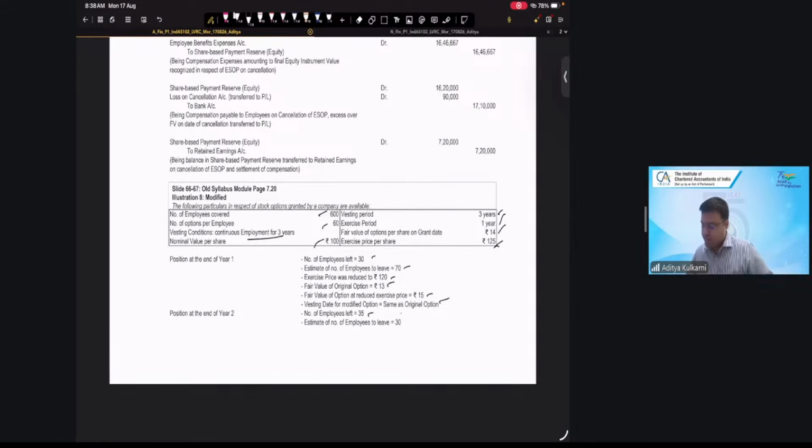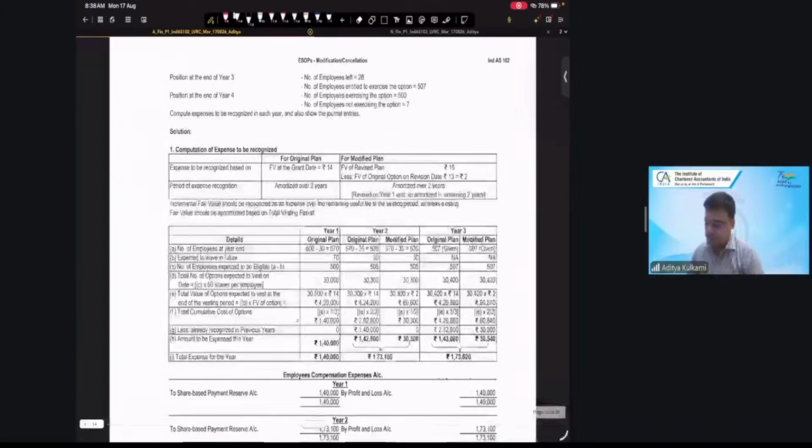Number of employees left is 35. Number of employees expected to leave is 30. End of year 3, left is 28. Entitled to exercise 500. Year number 4, 500 exercised, 7 do not exercise the option. Compute expense to be recognized in each year and also show the journal entries.